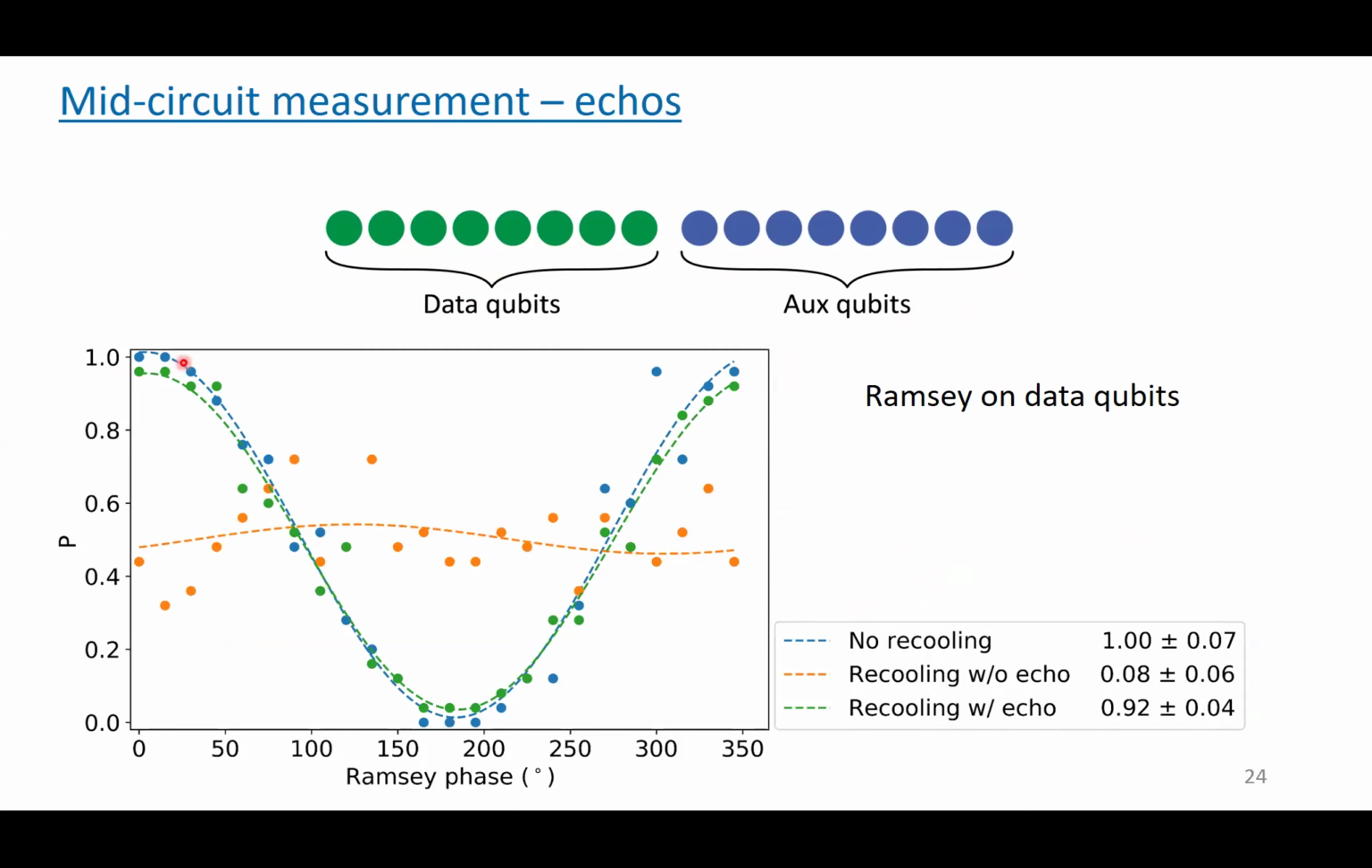So first we start with the blue curve. This is no recooling at all, so that's what we expect it should look like immediately after initialization. Now if we do recooling, but we don't do any echoes, the coherence is terrible, as we expect, because the ground state coherence time is 5 milliseconds and the procedure takes 20 milliseconds. So we expect it to be nothing. But when we introduce this echo sequence, you can see it recovers almost back to the same value. So it definitely helped, these echo pulses.